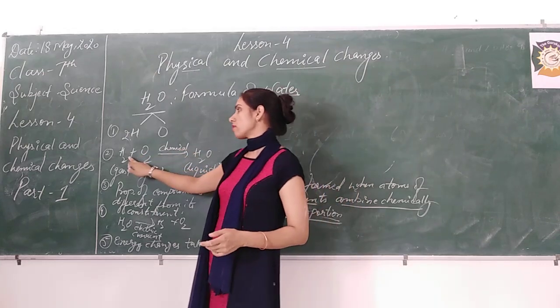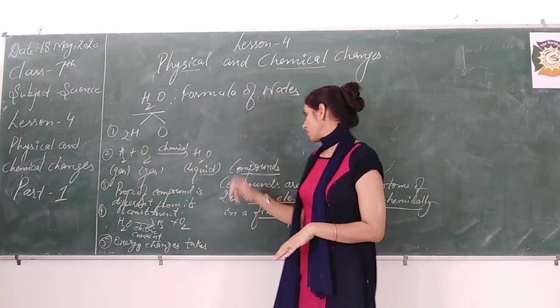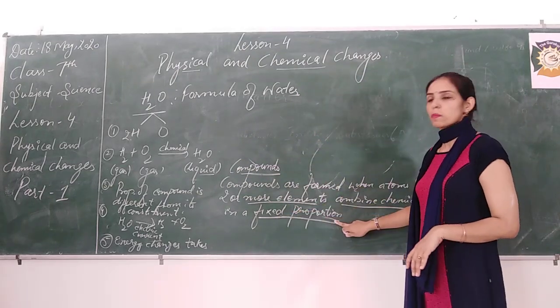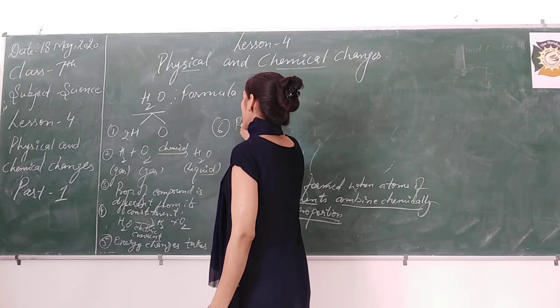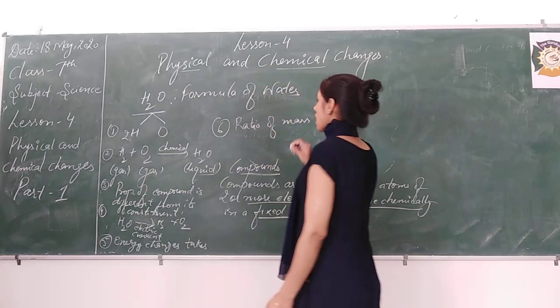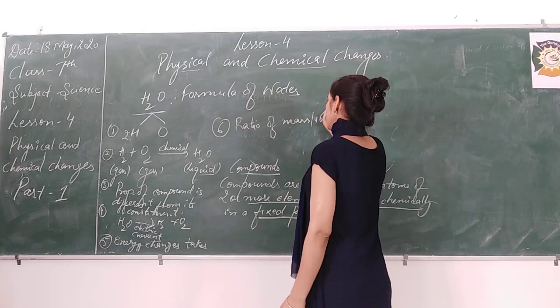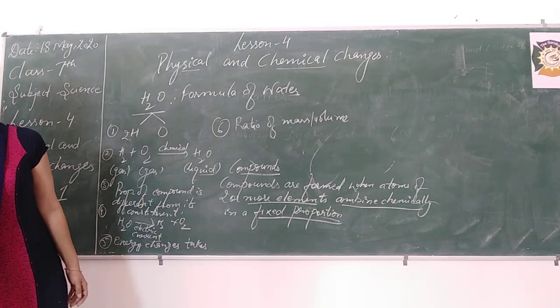And the ratio of volume and the ratio of mass is also the same. We will say they have to combine in a fixed proportion. What does it mean? The ratio of mass should be the same. The ratio of mass or volume should be the same when some compound is getting formed.